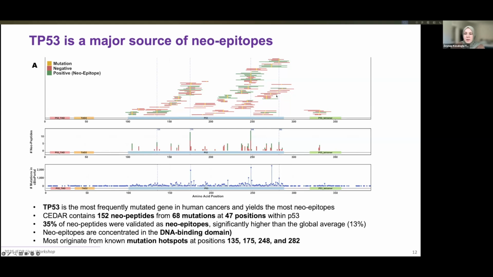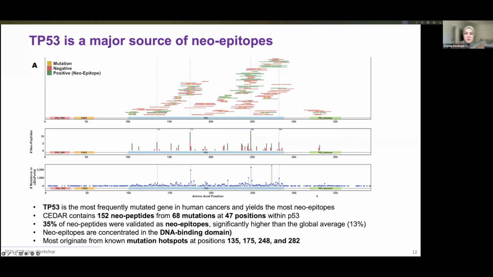And this domain is actually the critical part of the protein that plays a role in the tumor suppressor function that TP53 has. So it makes sense that the cancer mutates this domain more often, and if you have more mutations, you can generate more neopeptides and neoepitopes from there.